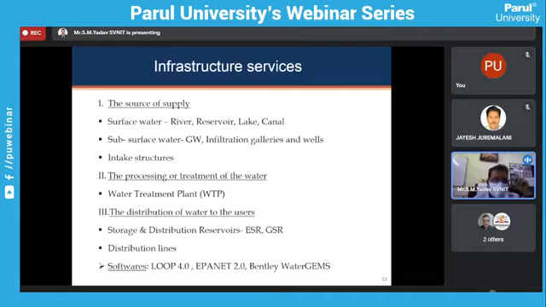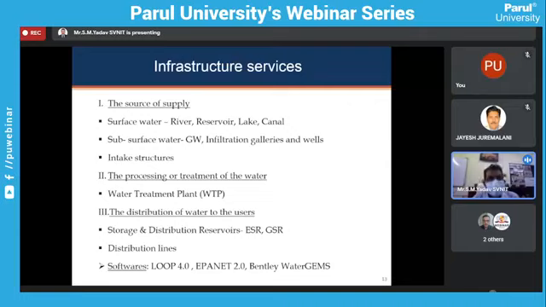Then the processing or treatment of the water, that is the water treatment plant, and the distribution of water to the users, that is the storage and distribution reservoir, what we call an elevated service reservoir or ground storage reservoir, and distribution lines which take water from the source, maybe an elevated service reservoir or underground storage reservoir, through pumping to various stakeholders, that is to individual houses. The water is carried through distribution lines.